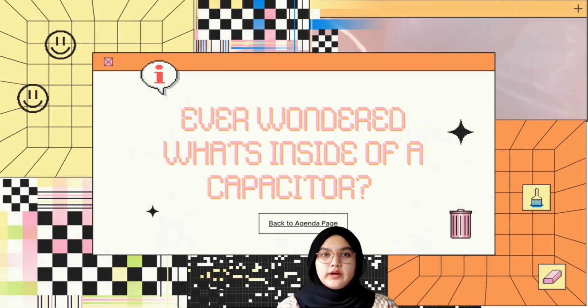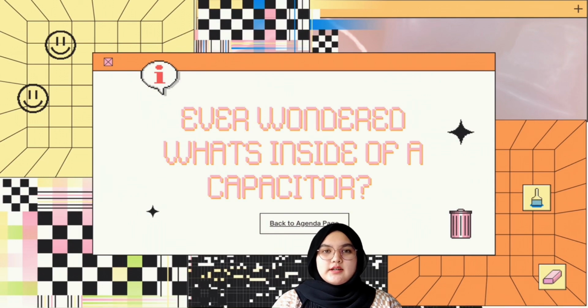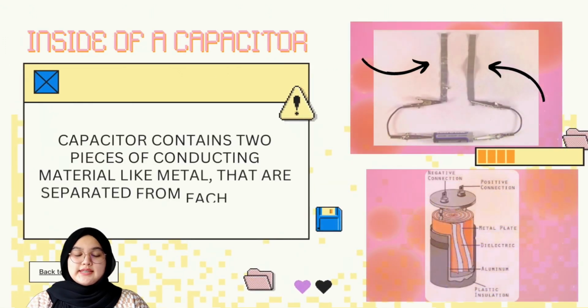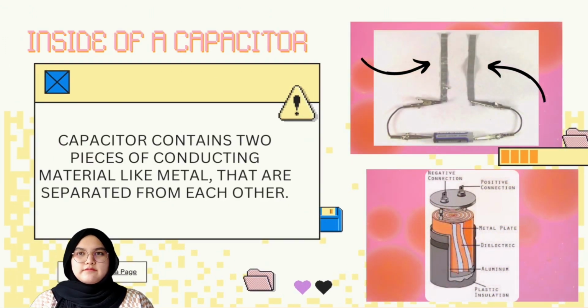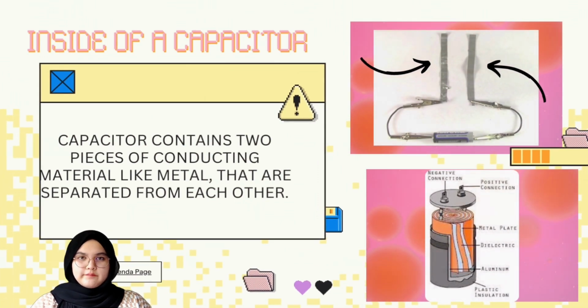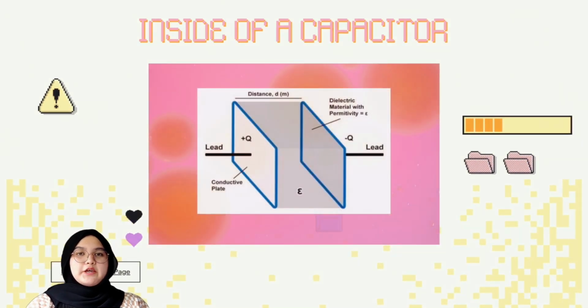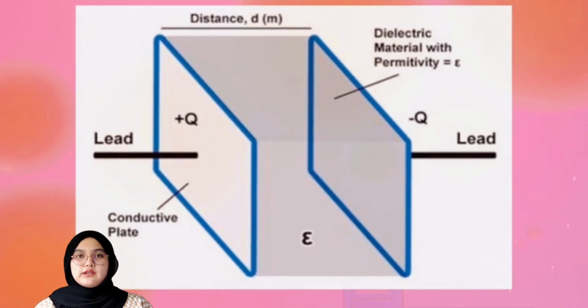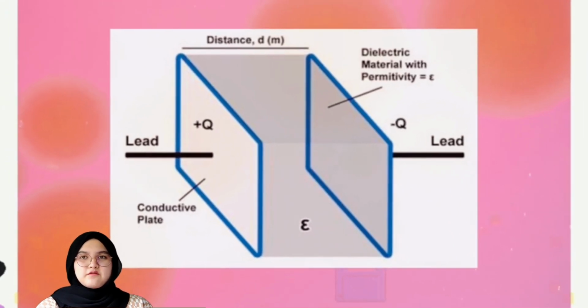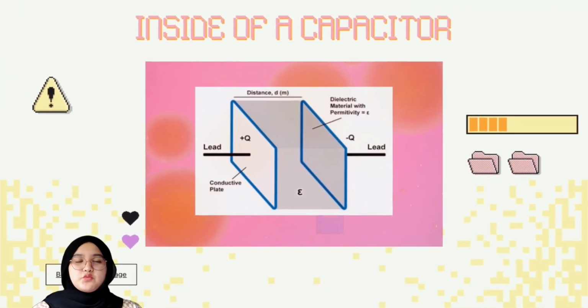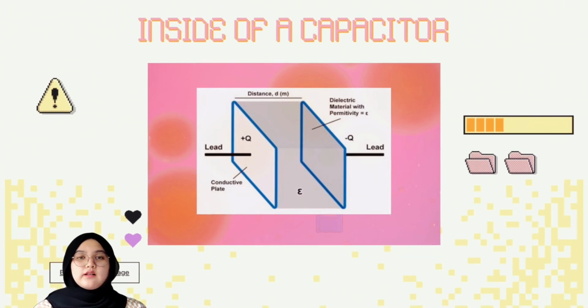Have you ever wondered what's inside the capacitor, the small little electrical component? Inside a capacitor, it contains two pieces of metal, which are conducting materials, separated from one another. If we zoom in, this is what it will look like. The two pieces of metal create a small gap between them, and this small gap is called the dielectric.